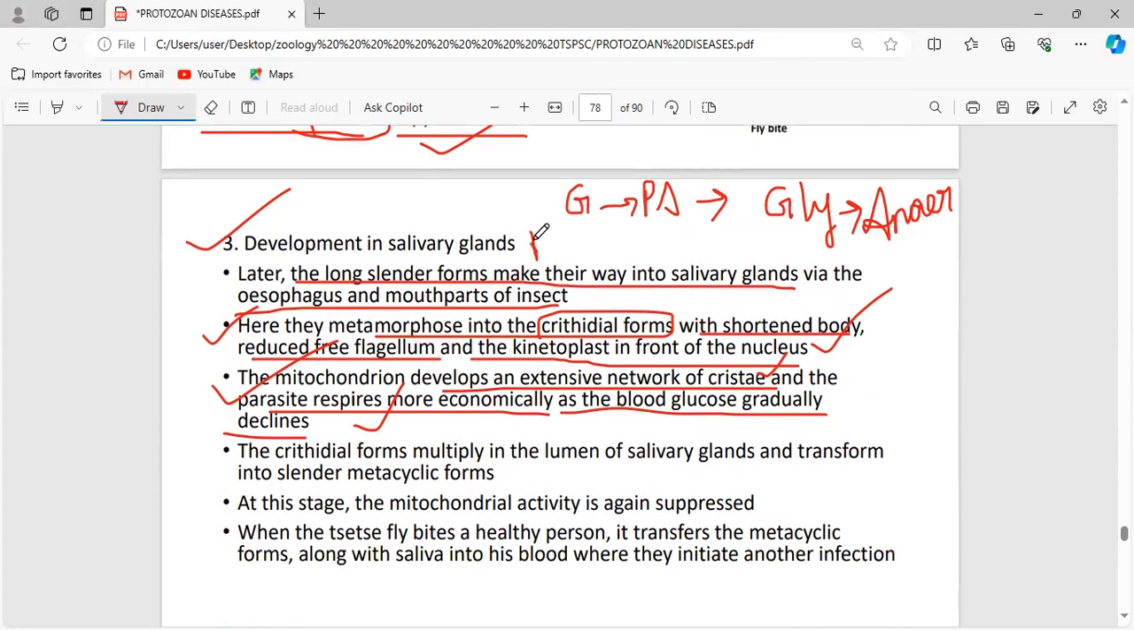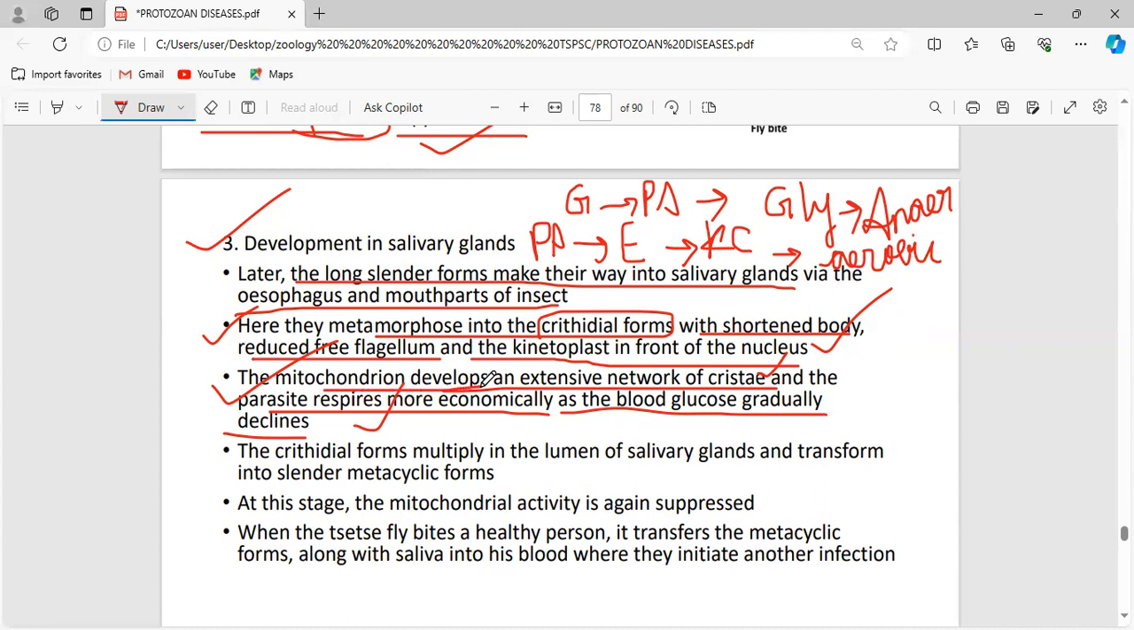But the pyruvic acid will be converted into acetyl CoA and enter the Krebs cycle. This is the Krebs cycle, and this happens in the mitochondria. This is aerobic respiration. Don't forget these things, write this. Aerobic respiration. See, now what is happening?